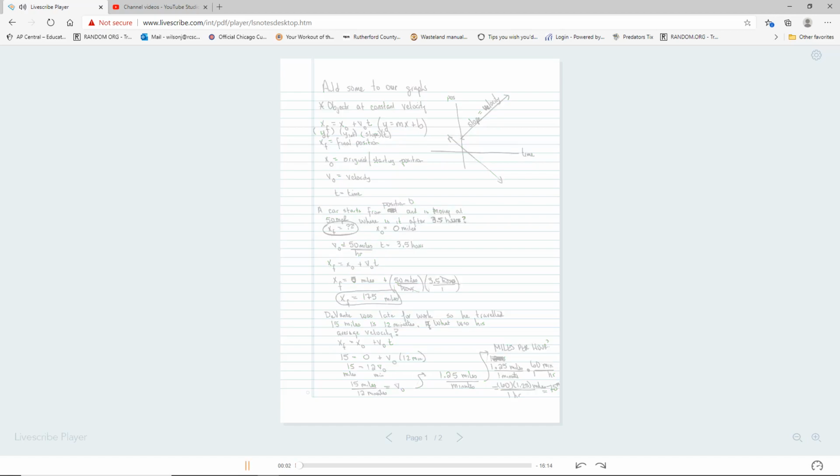Okay, we're going to add some math to our graphs. We're going to start with objects at constant velocity, and then we'll add to this objects at constant acceleration. So what happens when you have the same velocity the whole time, and then what happens if you have the same acceleration the whole time?